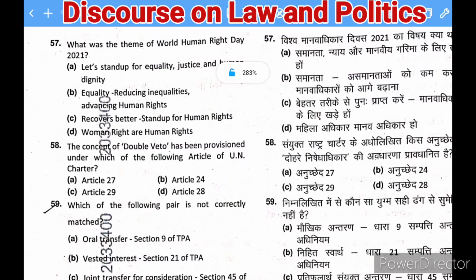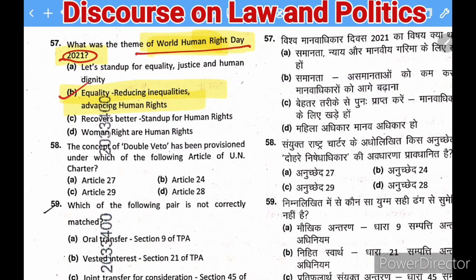The next question is, what was the theme of World Human Rights Day of 2021? They are not asking about 22, because 22 was about World Millets Day, like that kind of thing. So it is about 21. So the right answer of this one is B: Equality, reducing inequalities, advancing human rights. So this is the correct answer here.